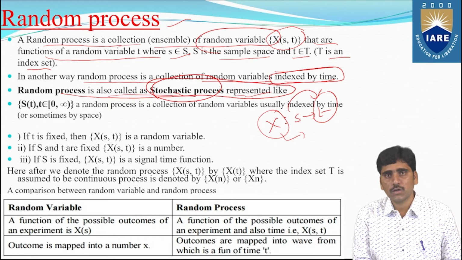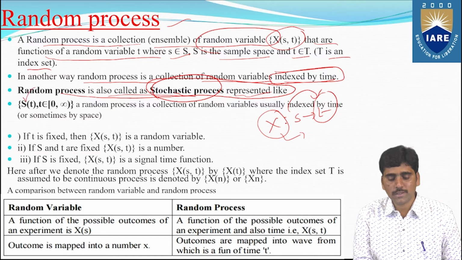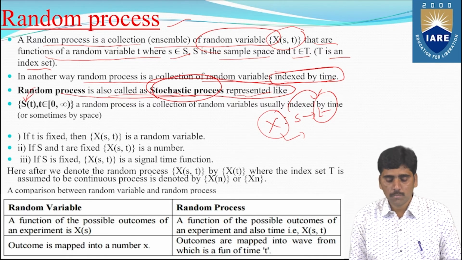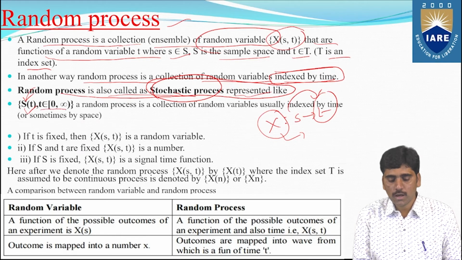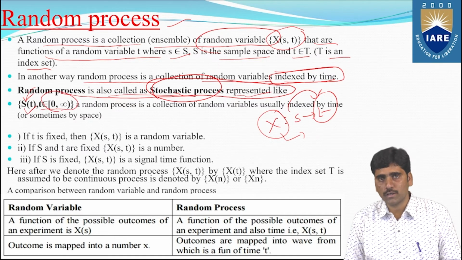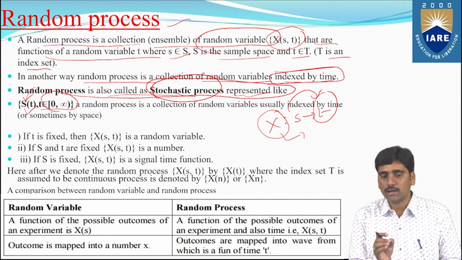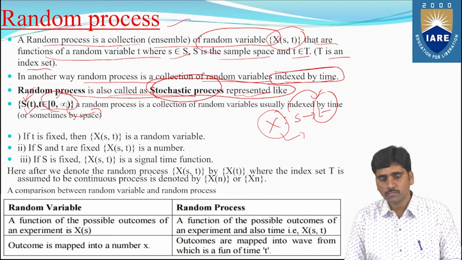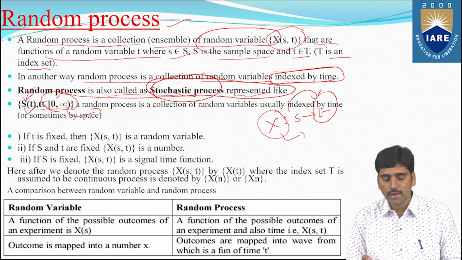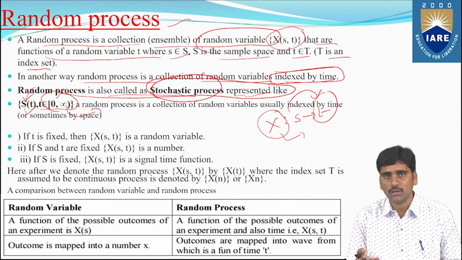See here, X of t means the sample space indexed by time, X of t, comma t belongs to 0 to infinity. That means the index can contain zero values, finite values or infinite values.